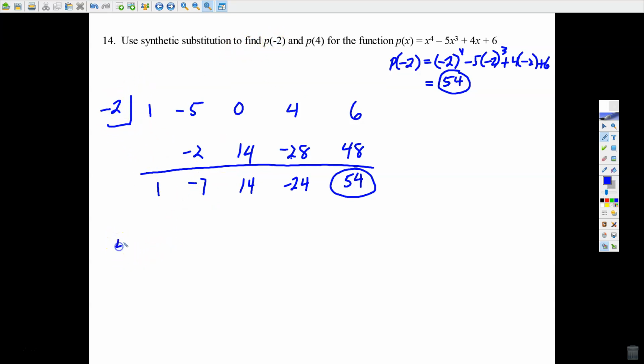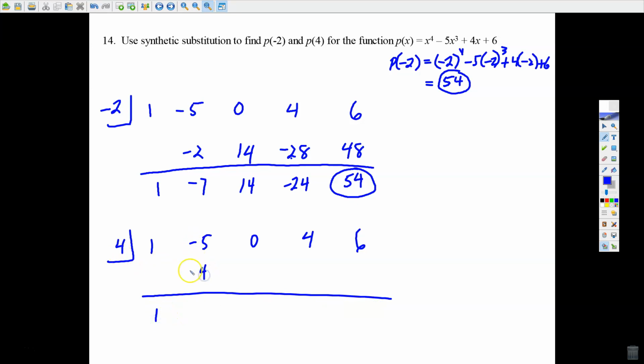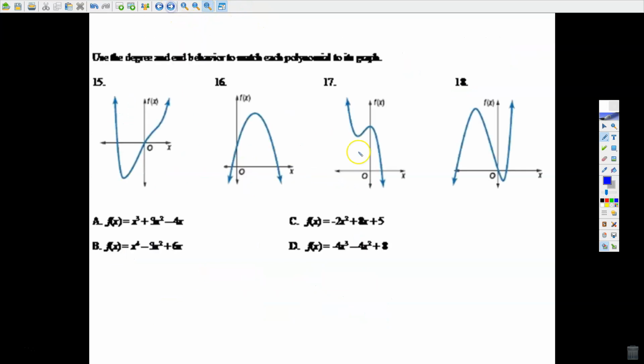And so now we'll just do p of 4, much the same way, same numbers to the right. Leave a space and bring down the first number. Multiply 1 times 4 and then add. Multiply and then add. Multiply and then add. And multiply one more time. -12 times 4 is -48. And when you add these, you get -42. So my answer to p of 4, if I input 4 into this function, I'll get an output of -42. So that takes care of number 14.